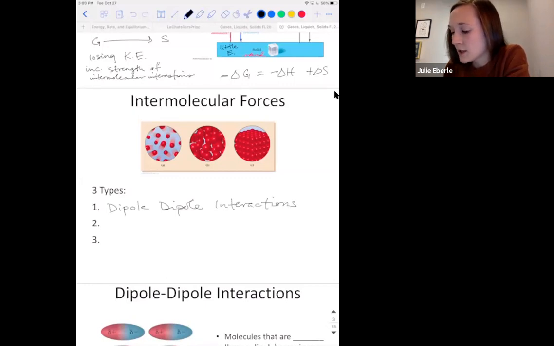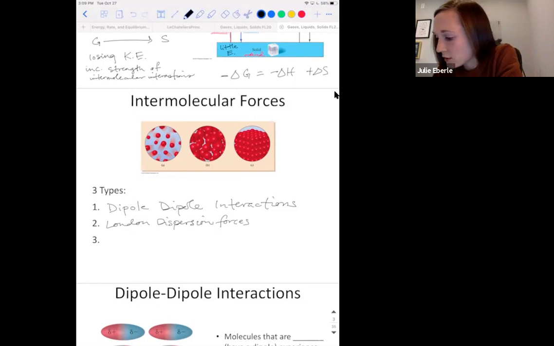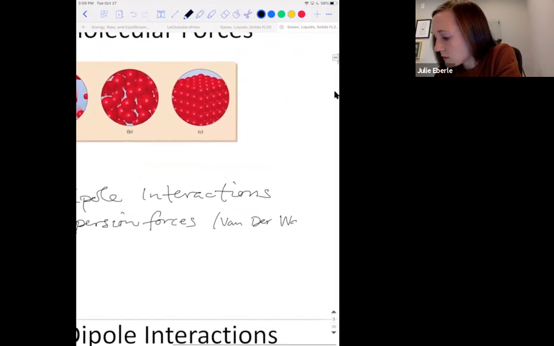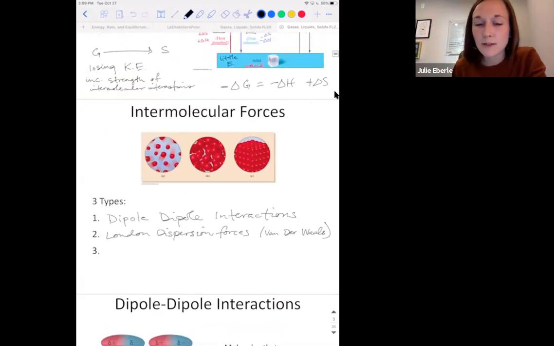The second kind we're going to talk about are called London dispersion forces. And there's a nickname for these as well. You'll probably hear me use both, and the book uses both. They're also known as van der Waals forces. Van der Waals forces, London dispersion forces, same thing. Okay, that's the second kind.